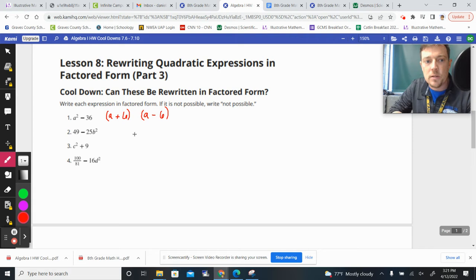And the same thing happens here on number 2, but the order is important. Okay, the order of this is really important. So we're always going to have these two numbers get multiplied out in the factored form. Okay, they're going to equal these. But the order in which they were written is important.